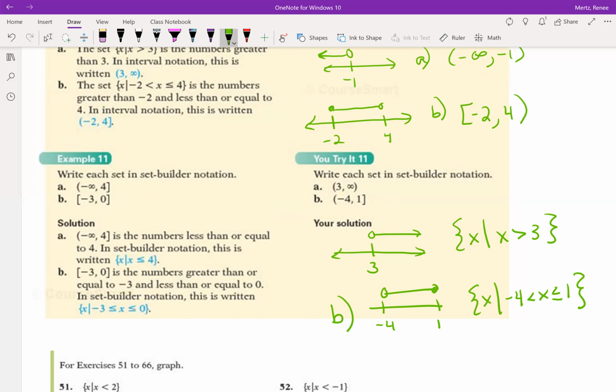Awesome, good job. So now you're refreshed graphing them and how to write the notations again. So then there'll be some exercises for you to try. Thank you.